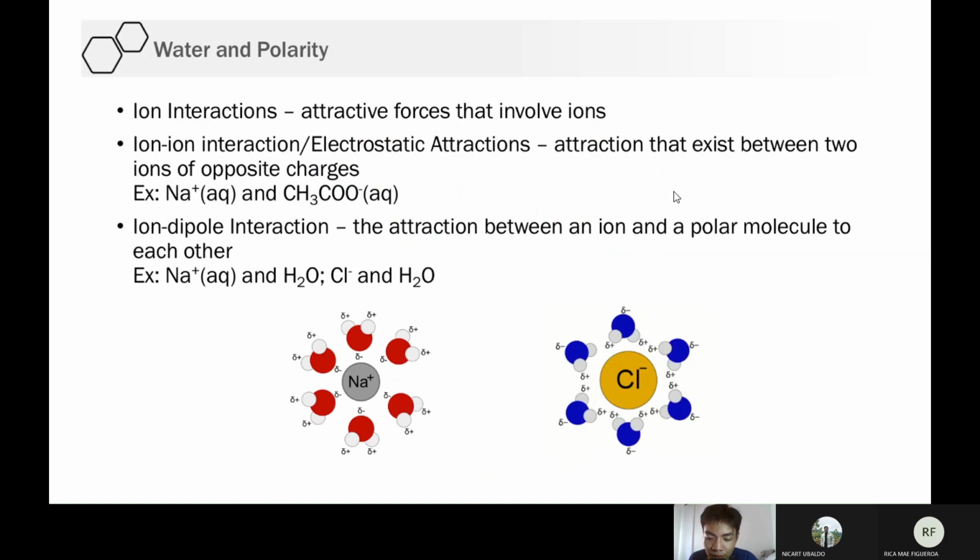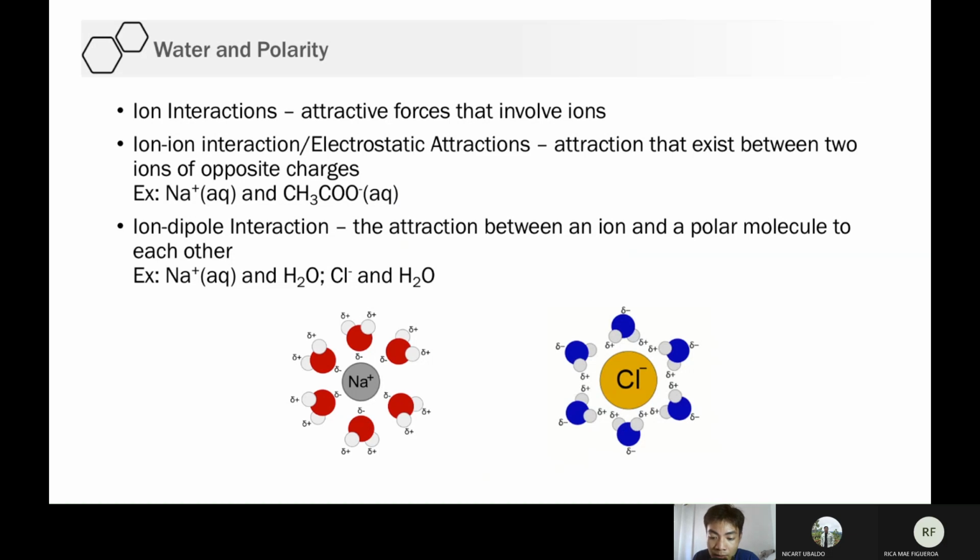Other forms of attractive forces are ion interactions. Our ions can interact with other particles so that there are forces of attraction. Number 1 would be ion-ion interaction or electrostatic attractions. Basically, that's the interaction of your ion with another ion, so a cation and an anion.